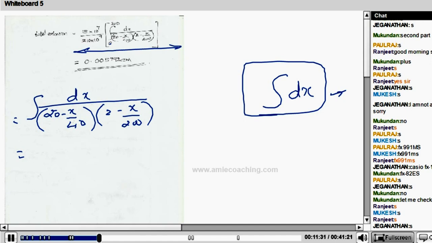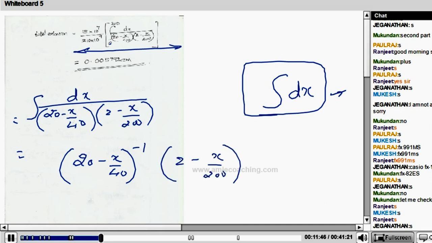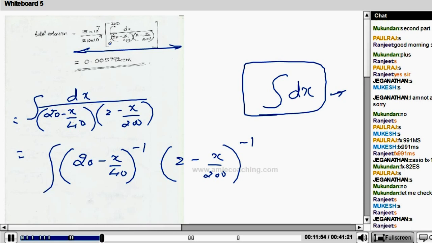Okay. Now, please look at the whiteboard. I can write the equation like this: (20 minus x by 40) the whole raised to minus 1, into (2 minus x by 200) the whole raised to minus 1. Am I right? The integral symbol is there.